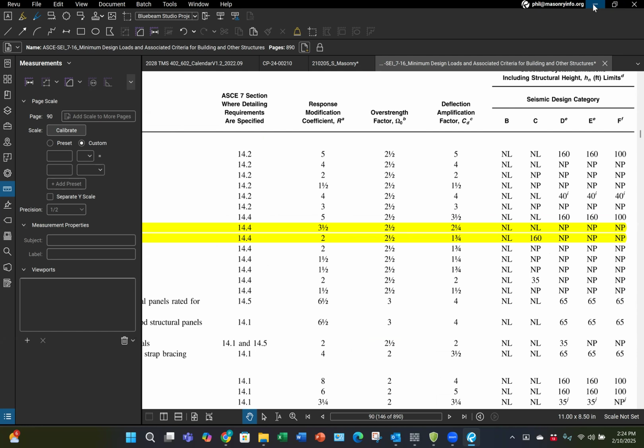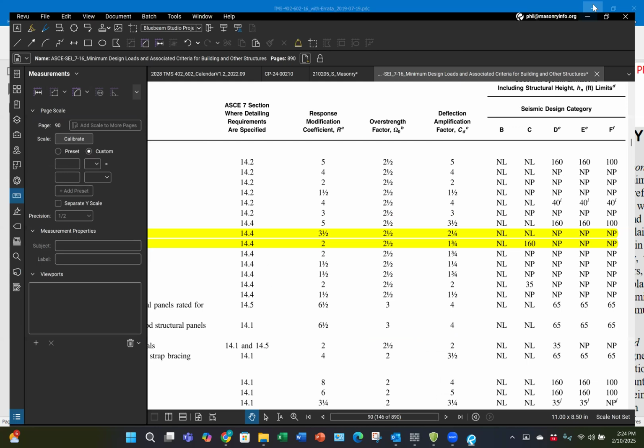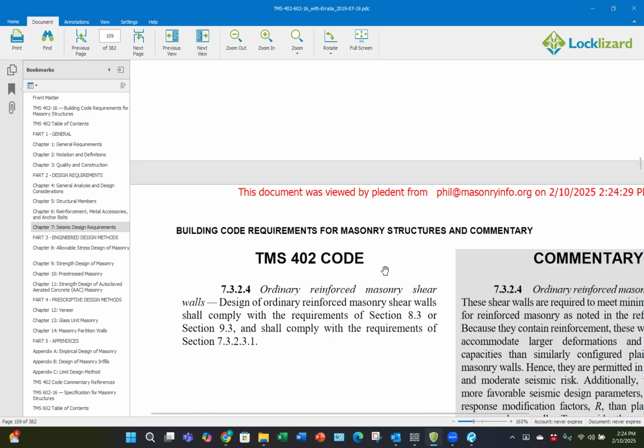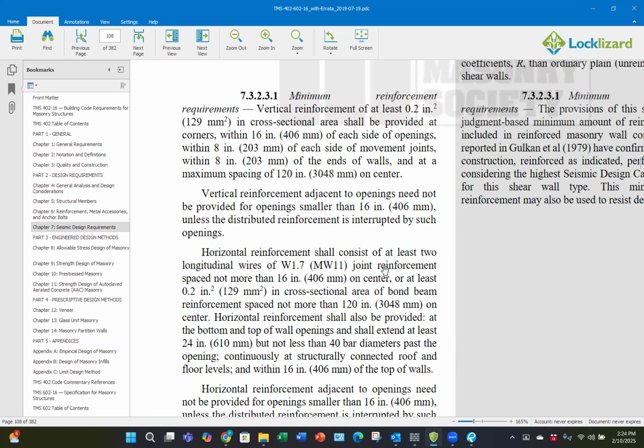And so what are the minimum reinforcement requirements for these systems? Well, for ordinary reinforced masonry shear walls, it says we have to comply with the requirements of section 7.3.2.3.1. And looking up here, we have to provide at least 0.2 square inches, or a number 4 bar, at a maximum spacing of 120 inches or 10 foot on center, in addition to on each side of openings, on each side of movement joints, and at the end of our walls.